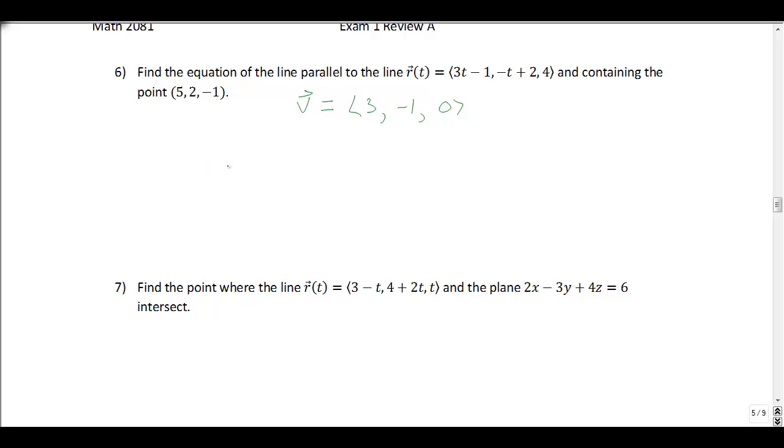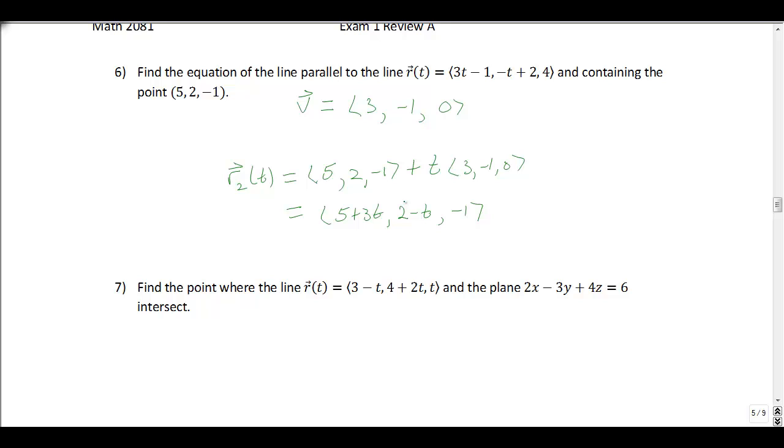And so our line, let's maybe call this r2 of t, since I've used r of t up here and want to call it something else. It's going to be the point, which I'm going to write as a vector, (5, 2, -1), and then plus t times (3, -1, 0). In the end, this gives us 5 plus 3t, 2 minus t, and then just negative 1 here.